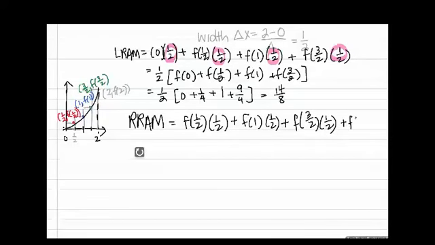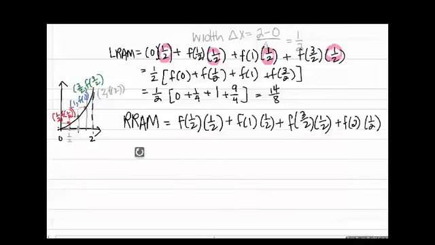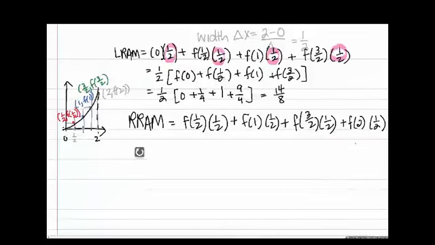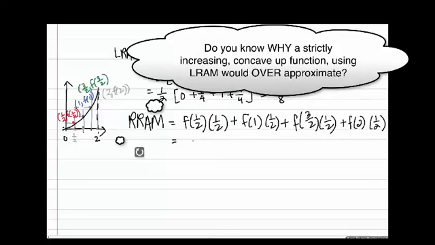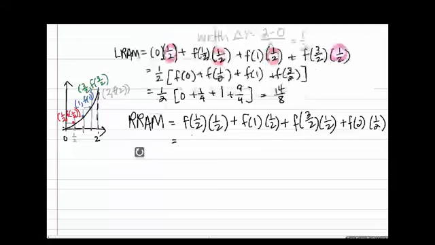Notice how this particular function, because it is concave up and increasing everywhere, all of the rectangles that I happen to draw lie on the outside of my region. And that's okay. All that means is that we are going to have an over approximation. If you go back and look at our LRAM rectangles, they were all underneath, and that's again only because it is increasing and concave up. It would give us an under approximation. So sometimes one method gives you an over, sometimes one method gives you an under.